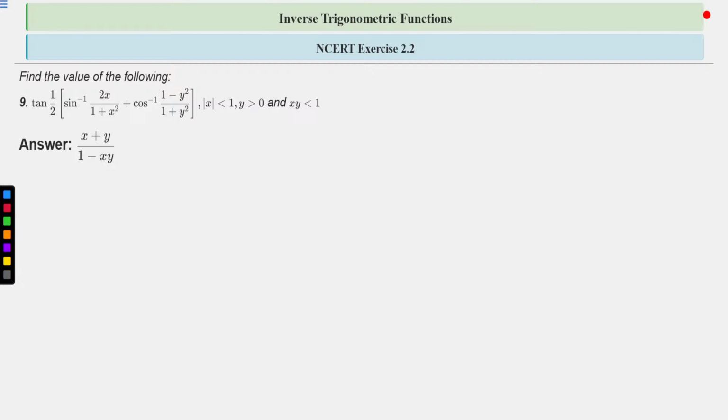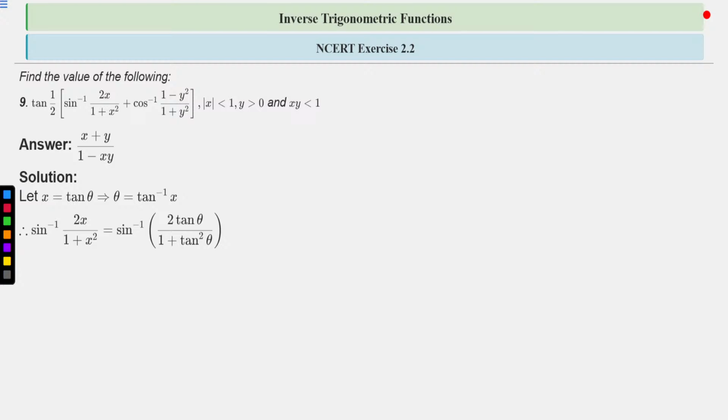Let us discuss the solution part. Let x is equal to tan theta. Therefore, theta will be equal to tan inverse x.